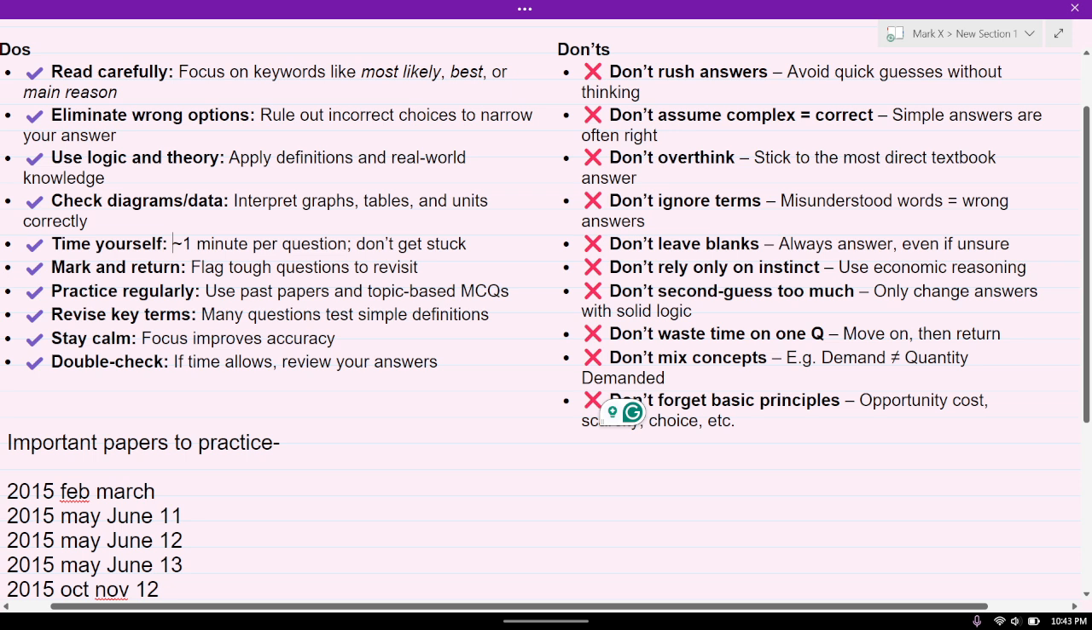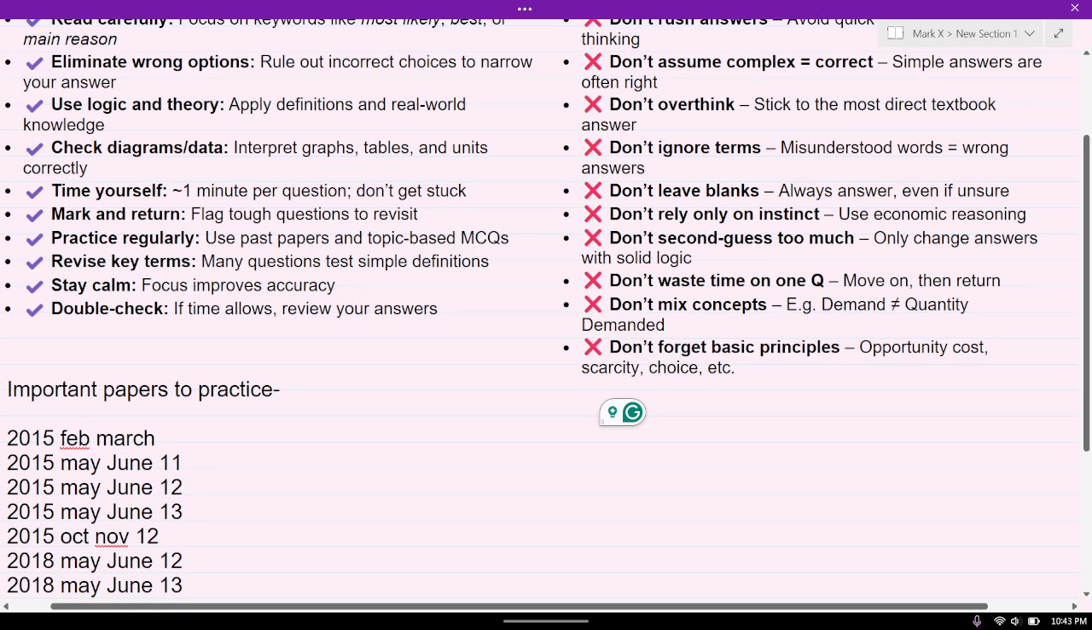Don't spend too much time on one question. Max to max, like I'm saying, max 3 minutes on one question, okay? Hurry up and move ahead. Now, don't mix concepts, okay? Quantity demanded is not the same as demand, okay? It's not the same as effective demand. They are all the same thing but with small differences in them, so know them, okay?